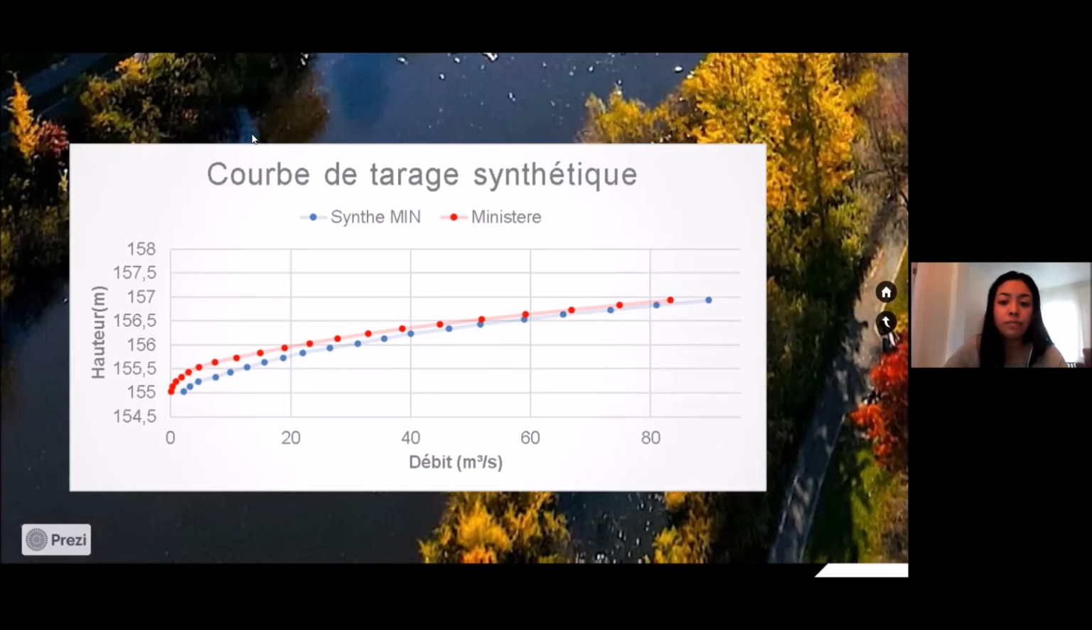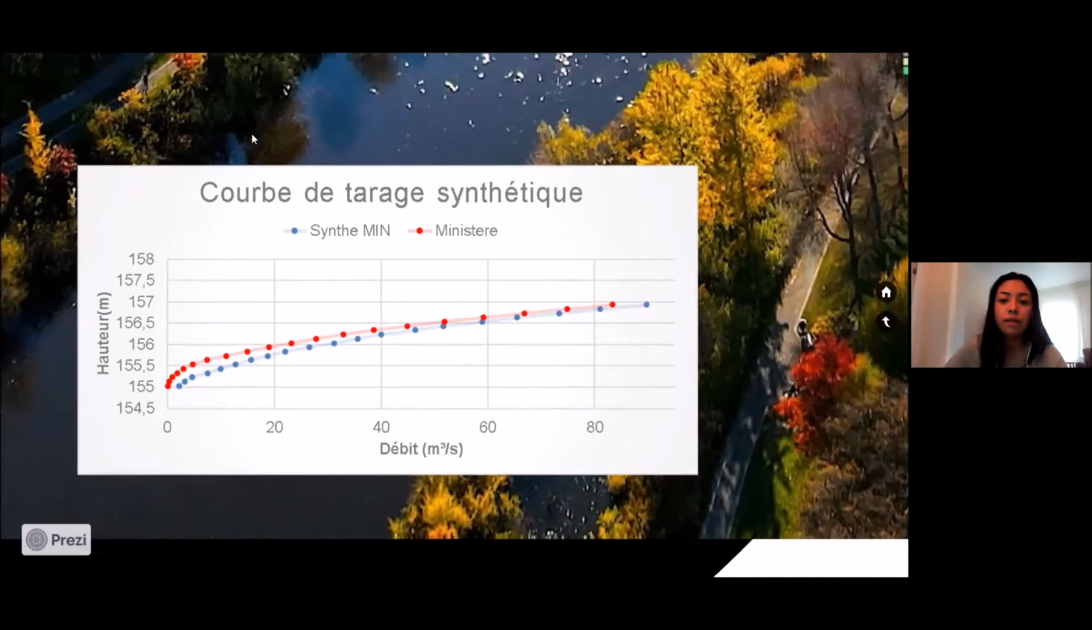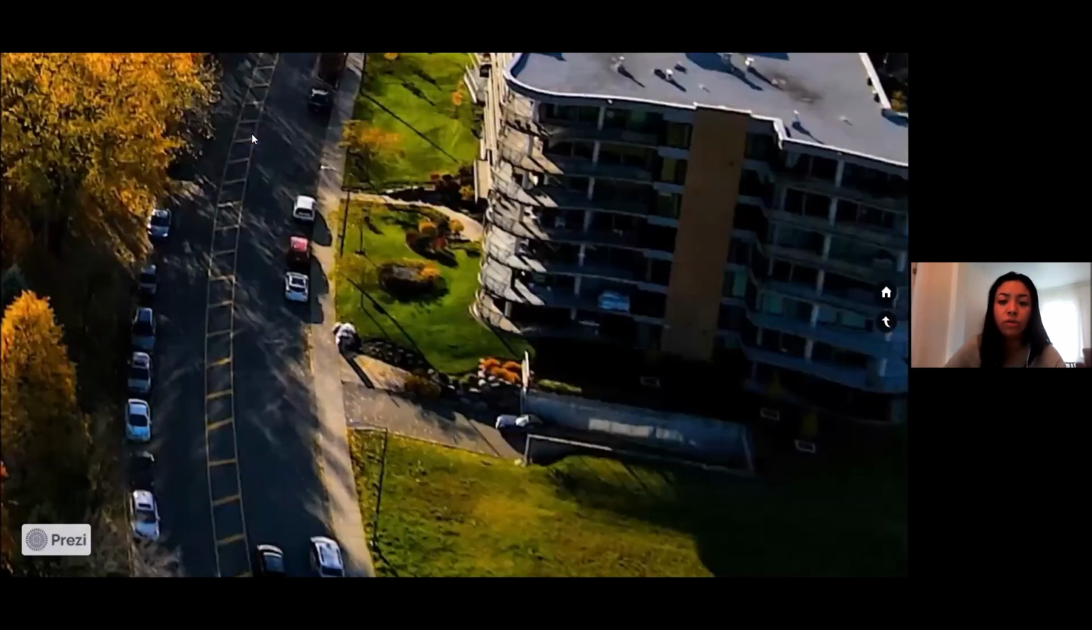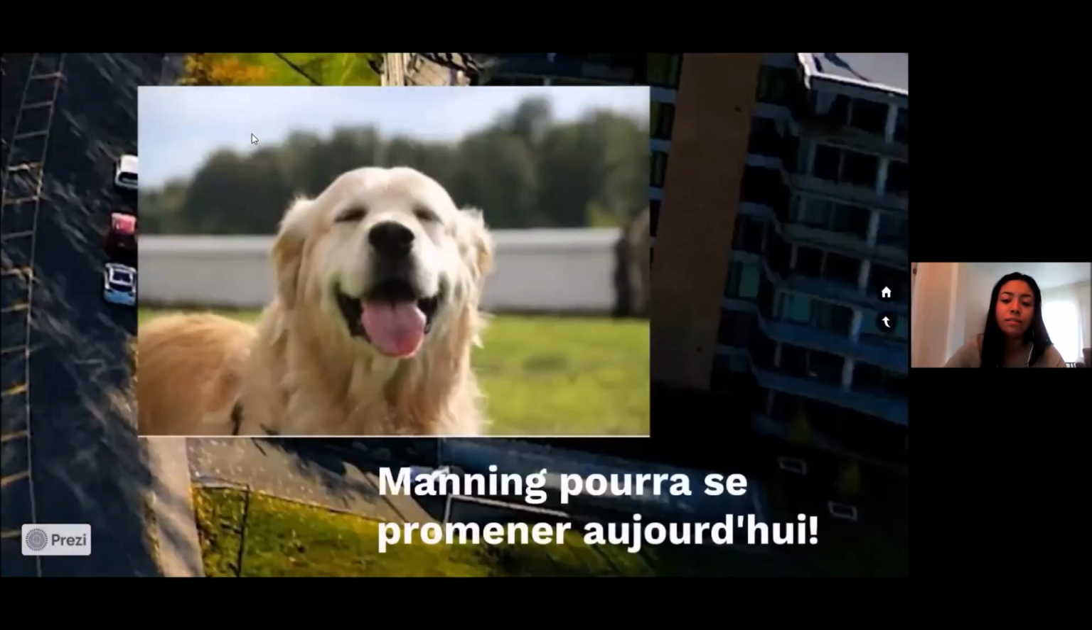After verifying the flooding of rivers, we can provide maps of floodplains and know the extent of flooding. So after verifying that the place close to my house is not going to be flooded, I can tell Manning that we are going to have a walk today.